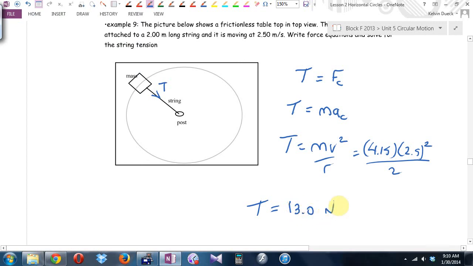By the way, if you speed up, what happens to tension? Look at the equation. If V gets bigger, what must happen to the tension? Gets bigger. Now, that's why when you do something like this, you feel like it's tugging against you harder, that you keep thinking that there's a force outwards.